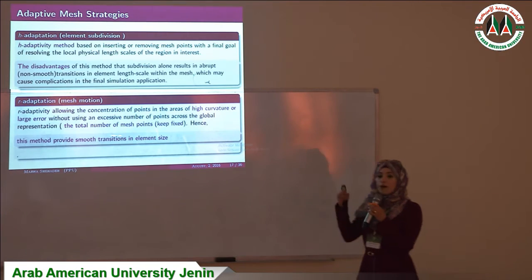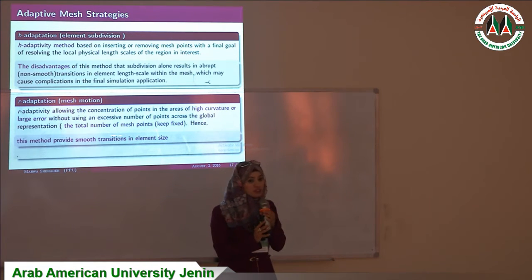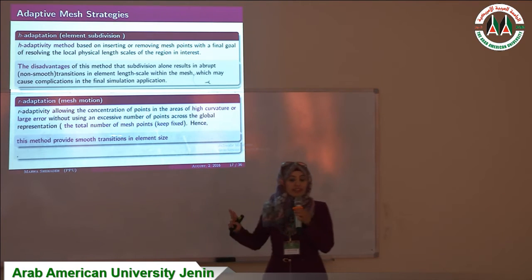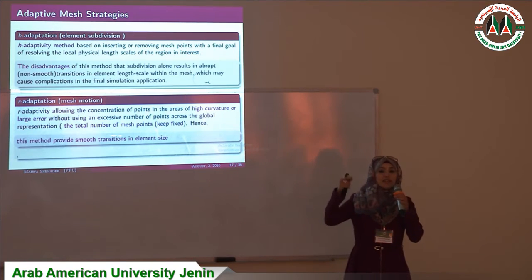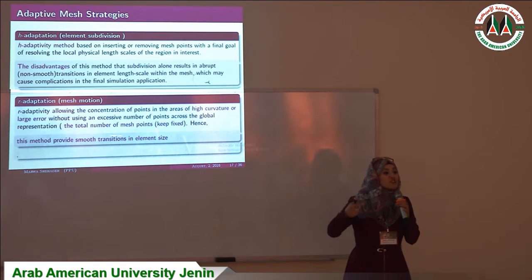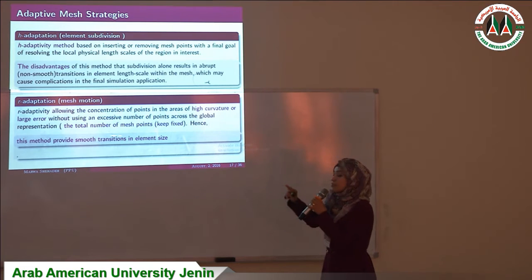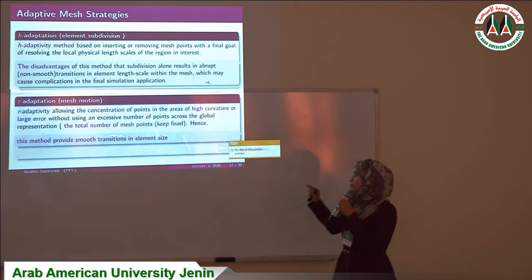Let's start with the important things in my work. It's about the adaptive method strategy. We have two strategies here, H adaptivity and R adaptivity. My work is about R adaptivity, or mesh motion, but I will talk firstly about H adaptivity to see the comparison between them.